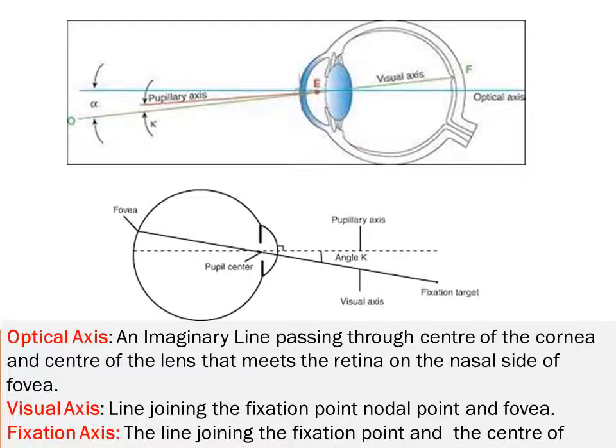Optical axis, an imaginary line passing through center of cornea, center of lens that meets the retina on the nasal side of fovea. Visual axis, line joining fixation point, nodal point, and fovea. Fixation axis, the line joining the fixation point and the center of rotation.